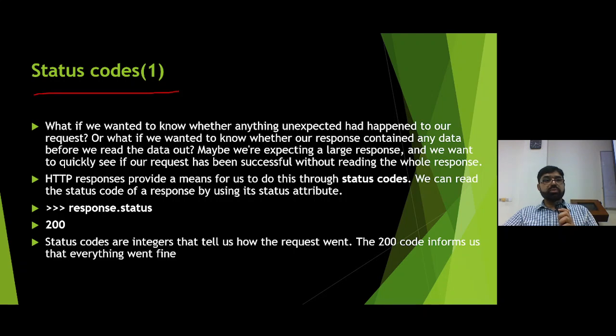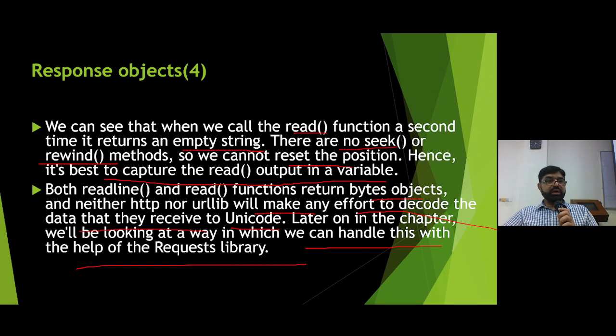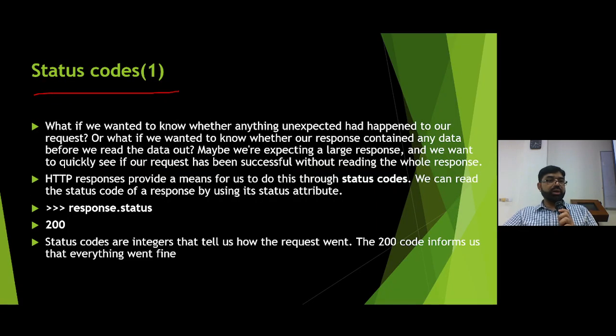So, status codes. Now we just covered the response object, and we are going to another part, which is called status code. What if we wanted to know whether anything unexpected had happened? We just discussed what sort of response we get if there is a failure. Or what if we want to know whether our response contained any data before we read it out? Maybe we are experiencing a large response and we want to quickly see that our request has been successful without reading the whole response.